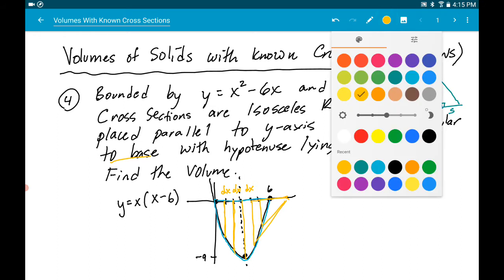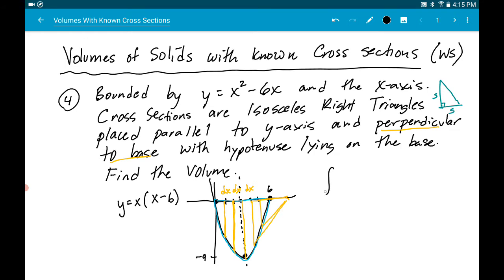So how's the structure of this work? General formula is I need the area of the cross-section. It looks like I'm going to go from 0 to 6 because we're using x's. And what I really need is the area of a generic triangle. So really watch this part. Here's the key. I need this length. It's changing. So I need to represent it in terms of a function.